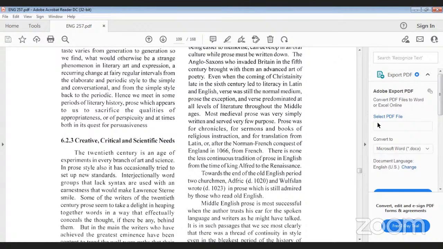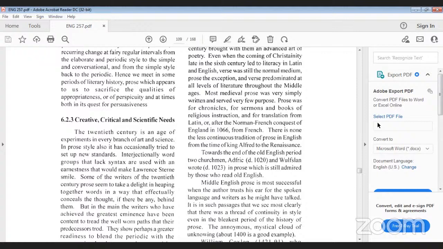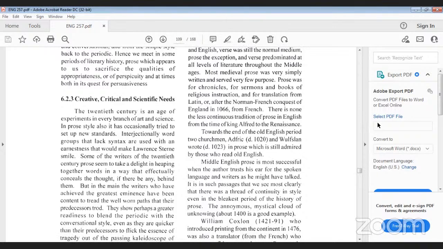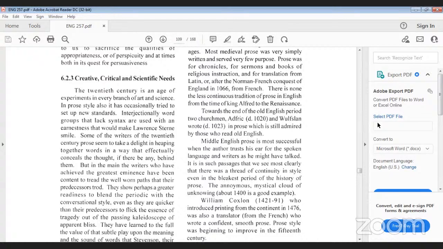It is in such passages that we see most clearly that there was a thread of continuity in style even in the bleakest period of the history of prose. The anonymous mystical Cloud of Unknowing, about 1400, is a good example. William Caxton, 1421-91, who introduced printing from the continent in 1476, was also a translator from the French who wrote a confident, smooth prose. Prose style was beginning to improve in the 15th century.